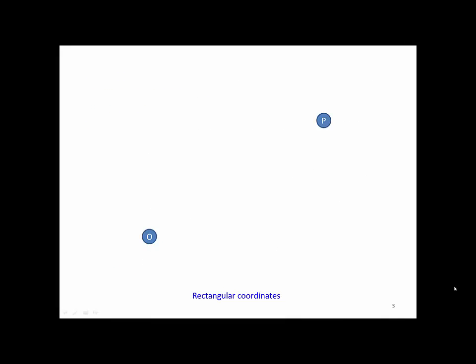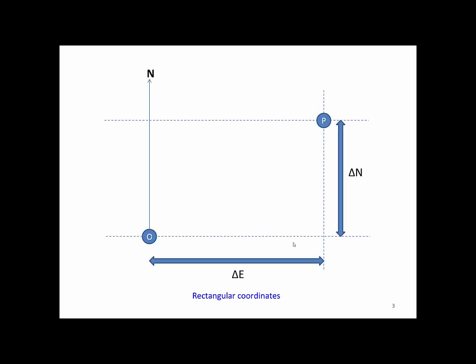So let's consider 2 points. You've got origin O and point P, and we can describe the relationship and distance between them in 2 ways. Either using rectangular coordinates, so we define a north, we measure the change in distance east and the change in distance going north. We can give that information to someone to find P.